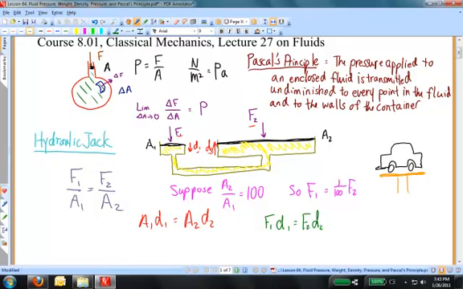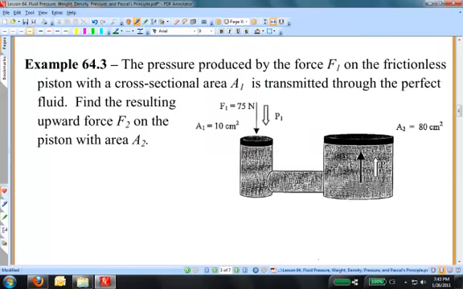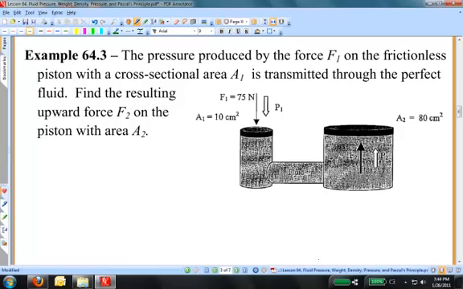Let's do an example problem here. The example problem is 64.3. It's a little out of order, but we'll do it anyway. The pressure produced by the force F1 on the frictionless piston with a cross-sectional area A1 is transmitted through the perfect fluid. Find the resulting force F2 on the piston with area A2. And in the diagram they give us F1 is 75, A1 is 10 square centimeters, F2 is what we're looking for, A2 is 80 square centimeters.